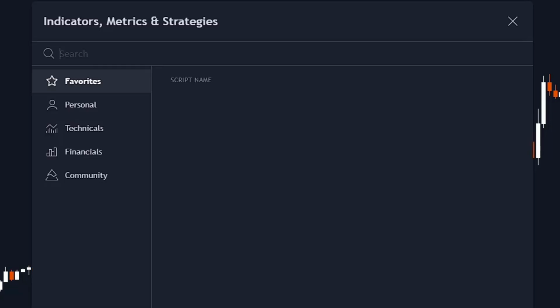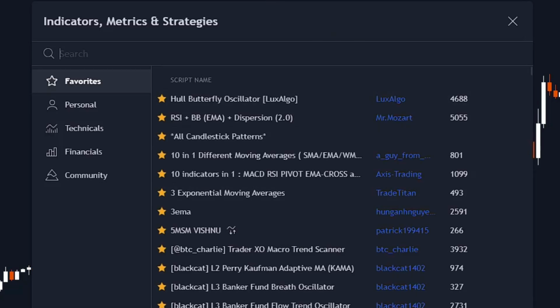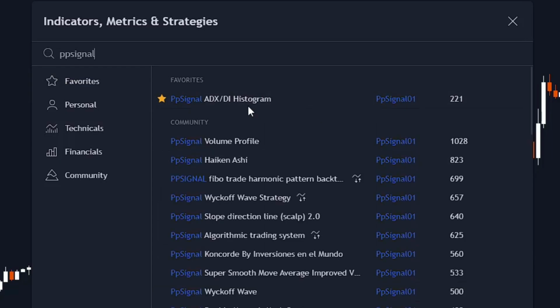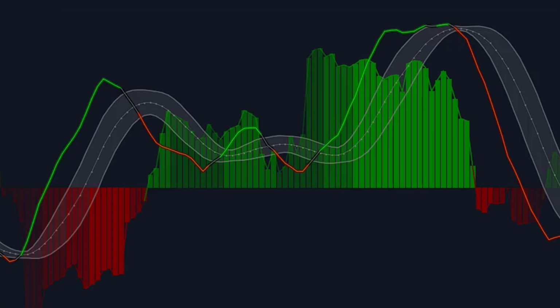First things first, we need to add this amazing indicator to our chart. So we'll head over to the Indicators tab and search for PP Signal ADX DI histogram. Yep, that's the one. A big shout out to the author, by the way. Now look at this beauty.